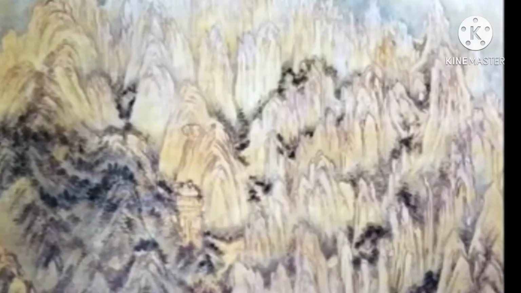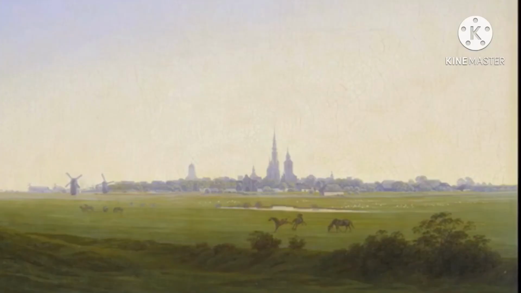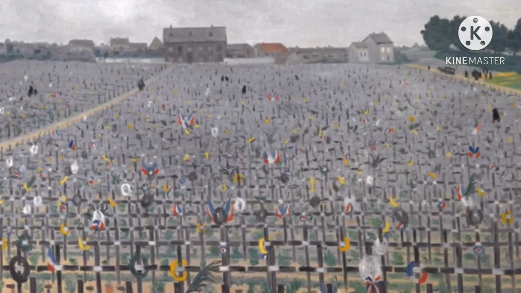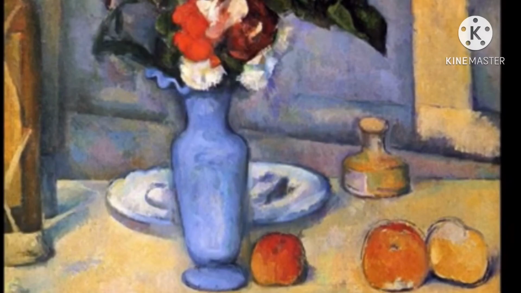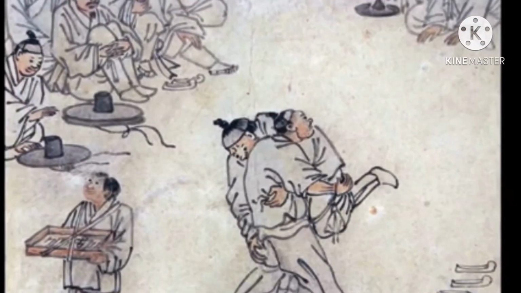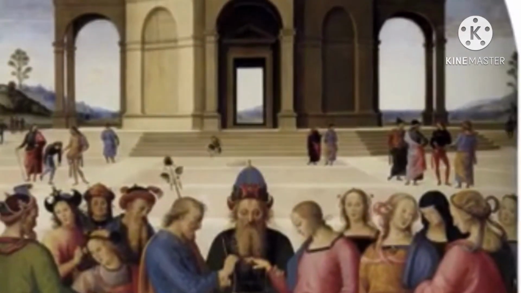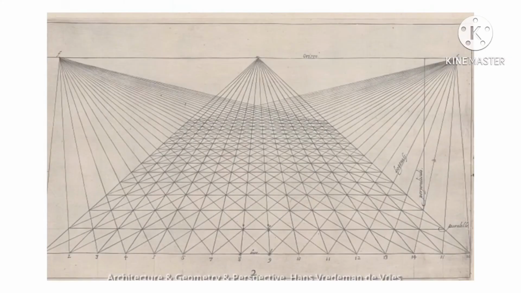Relative size, varying use of values, contrast of focus and blur, overlapping, different placement, and the use of one or two perspectives give the three-dimensional illusion of space.